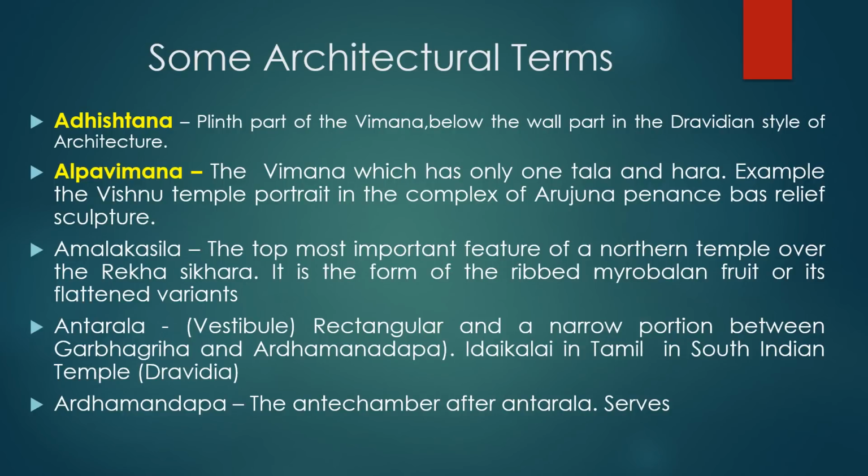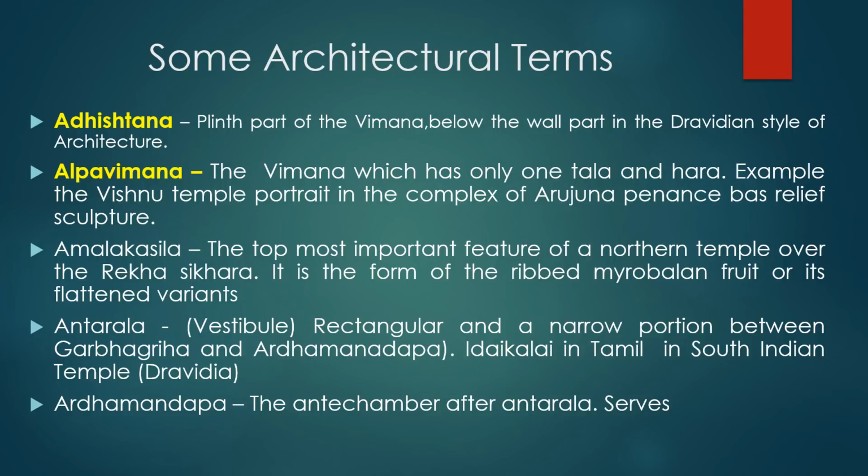Now, let us see some architectural terms. Adhisthana. The Adhisthana is the basic portion of the temple Vimana. It is a plinth part of the Vimana, below the wall part in the Dravidian style of architecture. It has some components, comprising of Jagadi, Patti, Kumudam, etc.